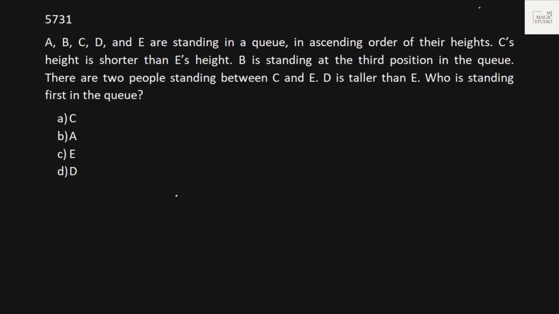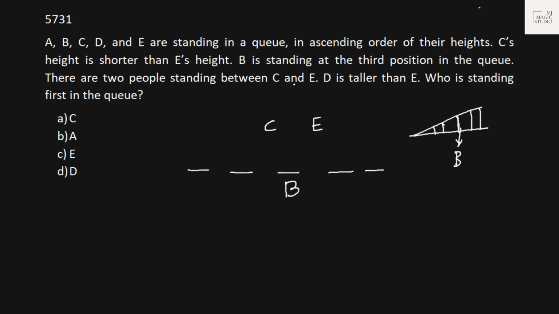Okay, let's see this one. A, B, C, D, E are standing in a queue in ascending order, from shorter to taller. C's height is shorter than E. C should be before E. B is standing at the third position. We are sure this position is B: 1, 2, 3, 4, 5. B is at the third position.